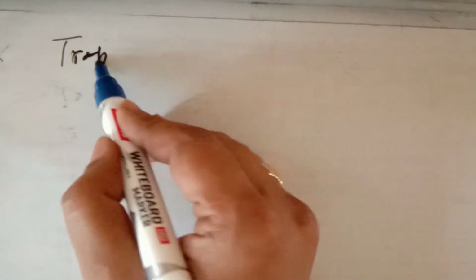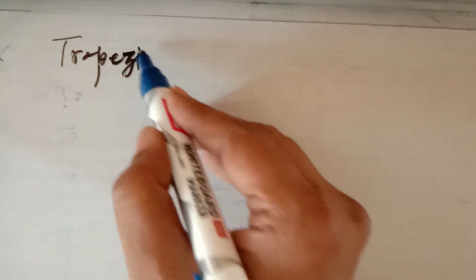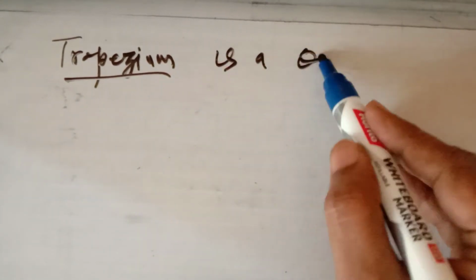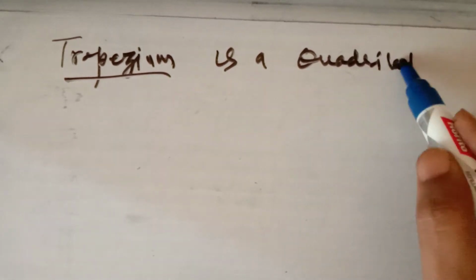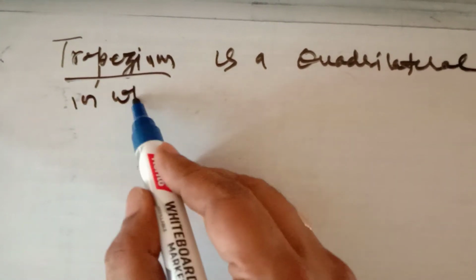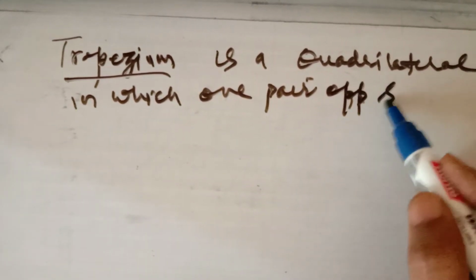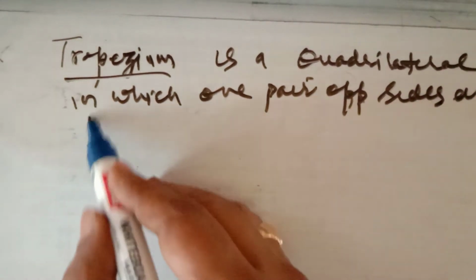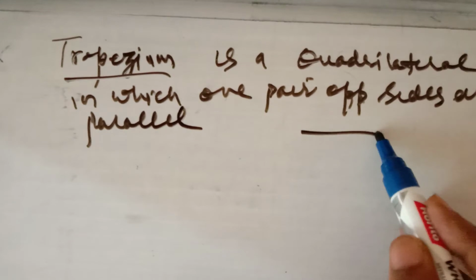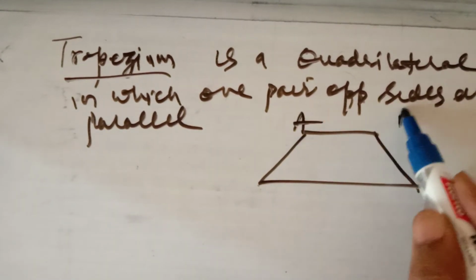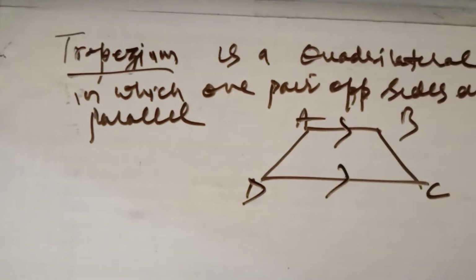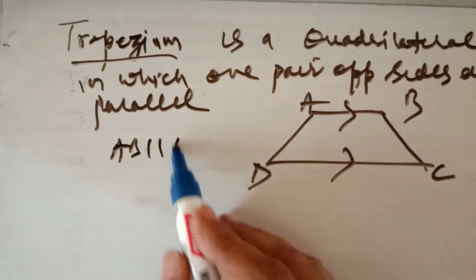After that, we have a trapezium. A trapezium is a quadrilateral, not a parallelogram, in which one pair of opposite sides is parallel. Only one pair is parallel, like this, ABCD, in which only one pair is parallel. AB is parallel to DC.